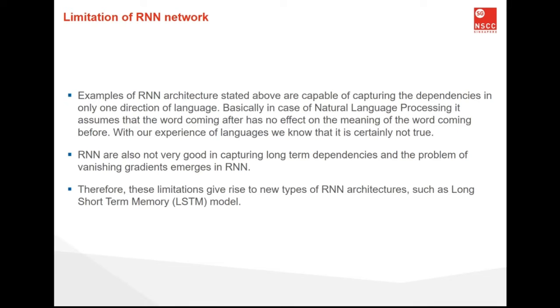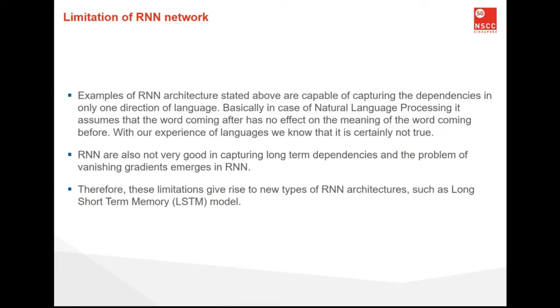Although RNN used to be a very popular architecture for natural language processing, it has certain limitations itself. For example, the RNN architectures stated above are capable of capturing the dependencies in only one direction of language. Basically, in the case of natural language processing, it assumes that the word coming after has no effect on the meaning of the word coming before. With our experience of languages, we know that this is certainly not true.